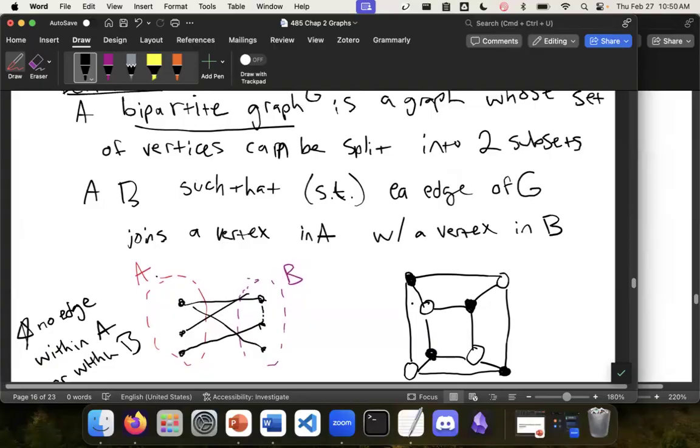Okay. Are we good to look at an example? Okay.